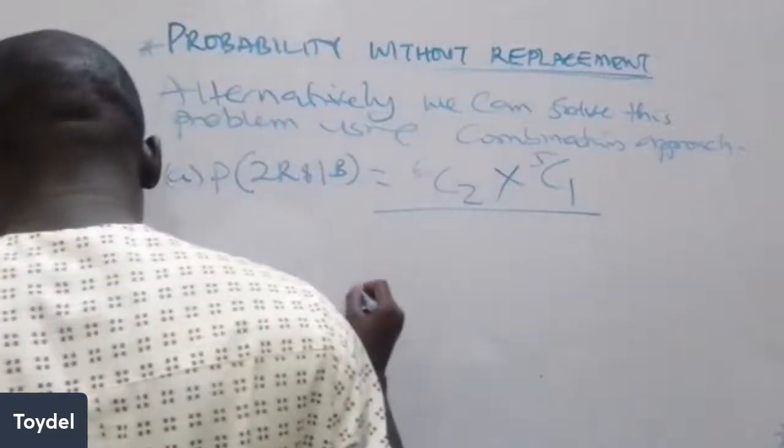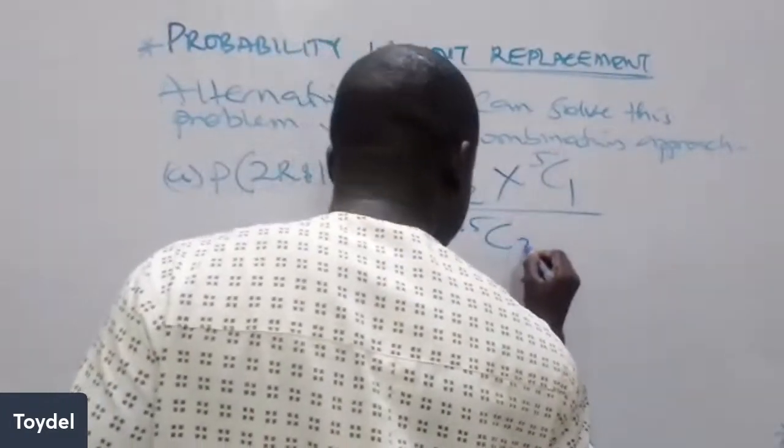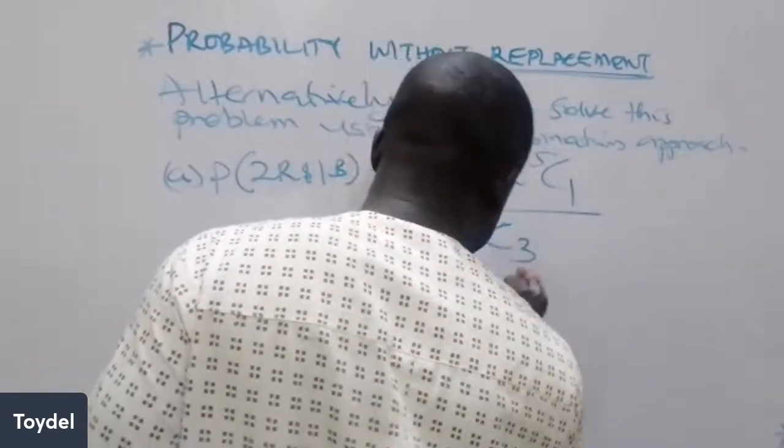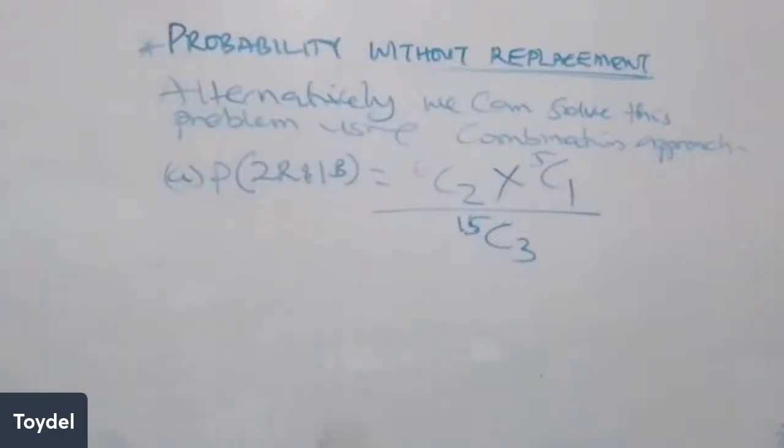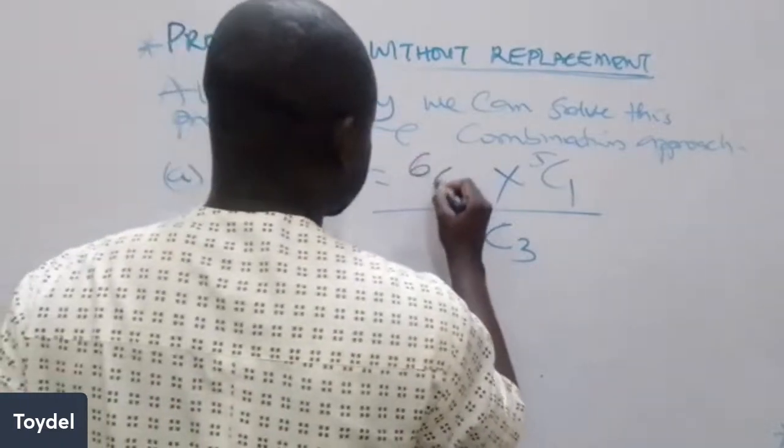Then what is the total? The total is 15 combination 3. Because 3 balls are taken out of the 15 that you have in the bag. So what is the effect of those 3 balls? That's what we are trying to say here. And if that is the case, this is what you get.